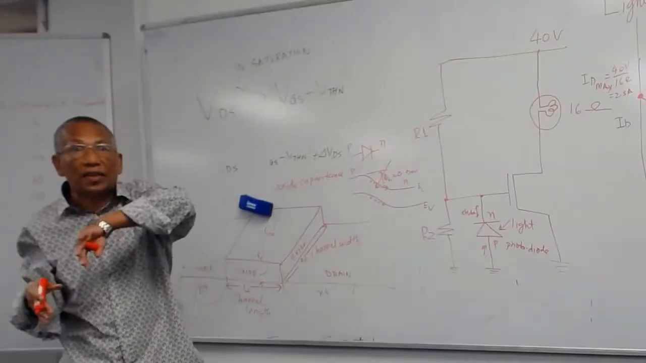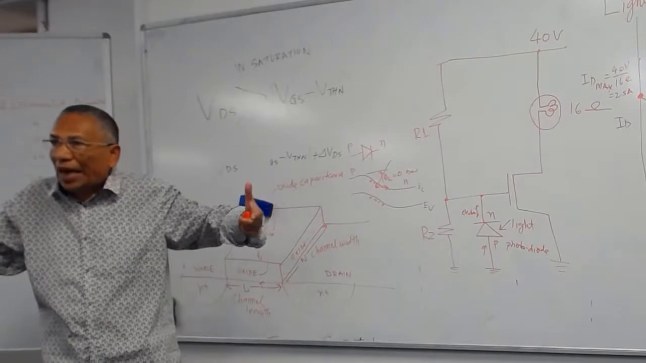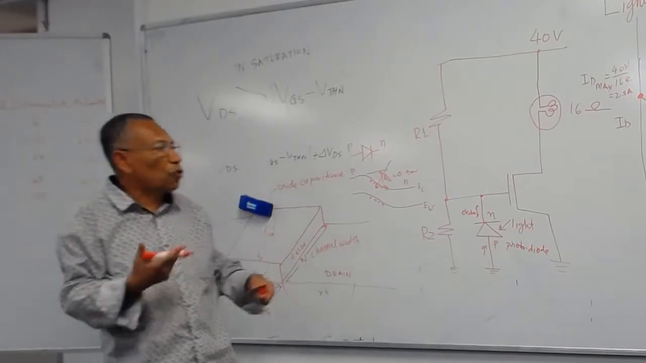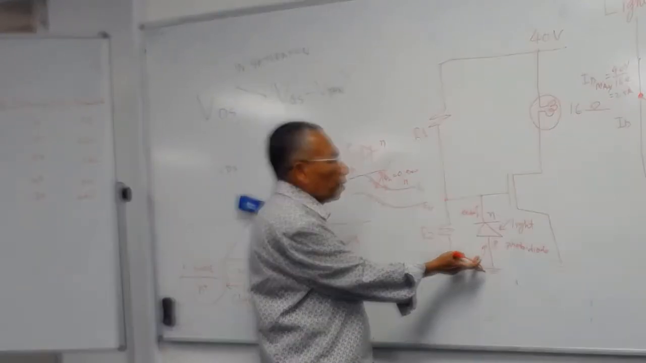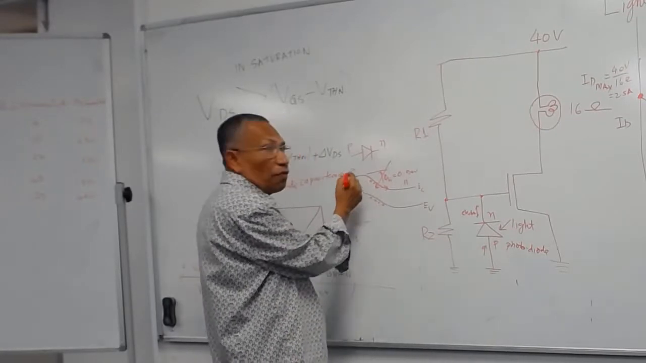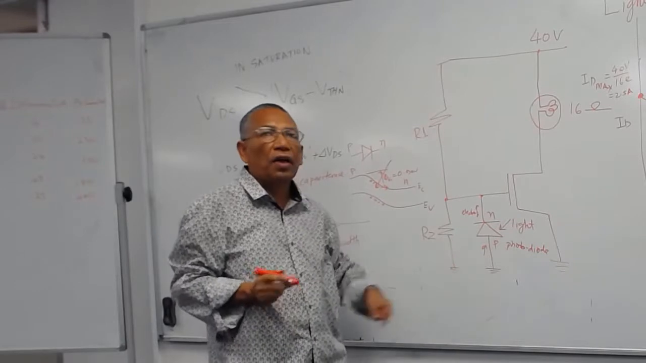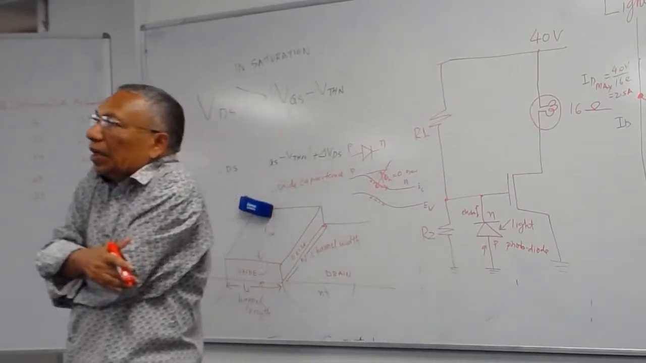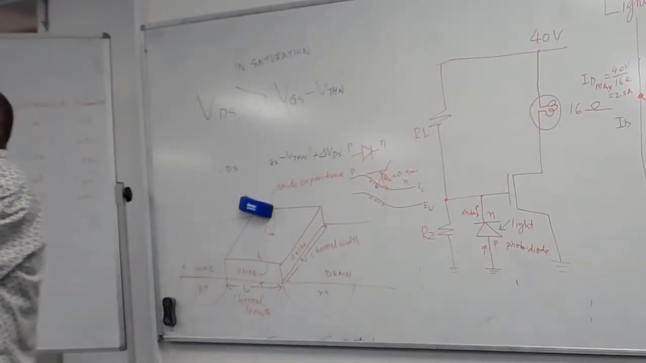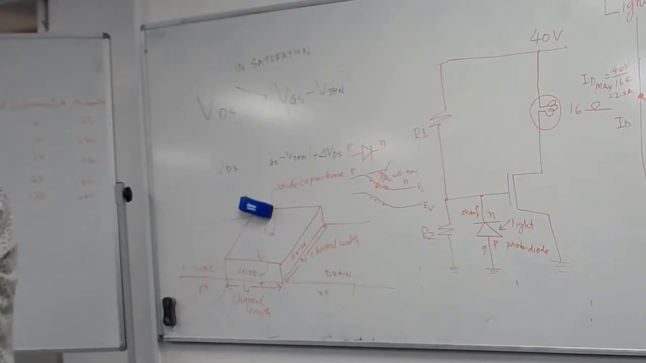Although it's reverse biased, you generate optically electrons and holes, and the electrons will move from the P to the N. Because you have a slope this way, electrons will move this way. So you'll have a ground here during the daytime, because we have optically generated electron hole pairs. Is it clear? From the energy band diagram, it's quite clear, isn't it?